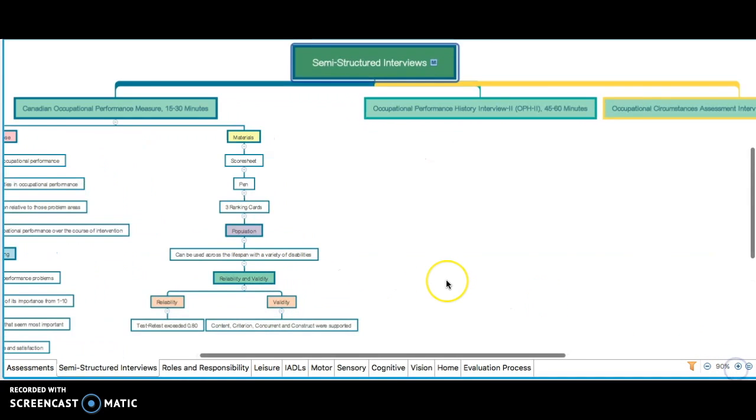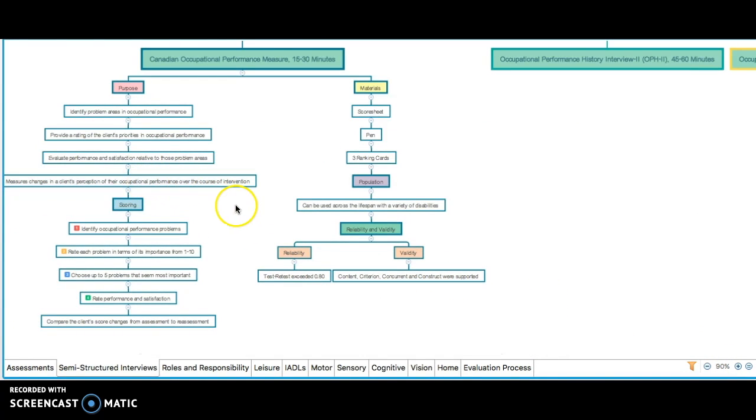The criteria included amount of time required, purpose, materials, scoring, format, population, reliability, and validity. We aim to color code each criteria consistently throughout the portfolio. For example, all purposes for each assessment are colored pink. Even if we did not go into detail for each assessment, we always included the amount of time needed to administer in the main topic box.